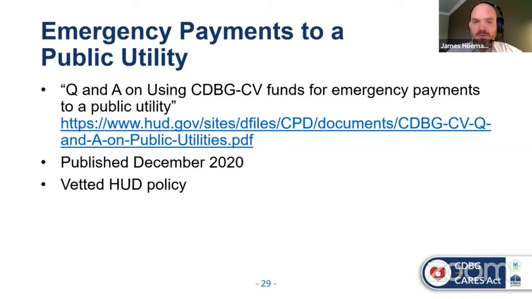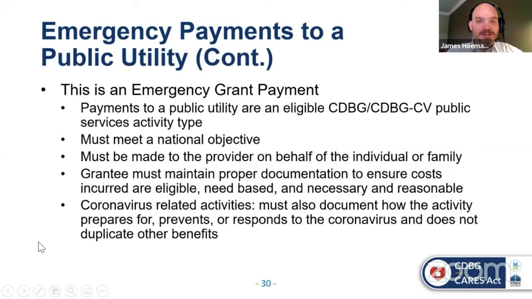So there's a little bit of quirkiness that goes on here. Again, this is vetted HUD policy, which means we have the stamp of approval of our general counsel. One of the main roadblocks to this is that a grantee can't pay itself. So if the utility is owned by the municipality, using CDBG funds to pay themselves is not exactly kosher, but it can be done. It can be done. There's just a little bit of assessment that needs to take place.